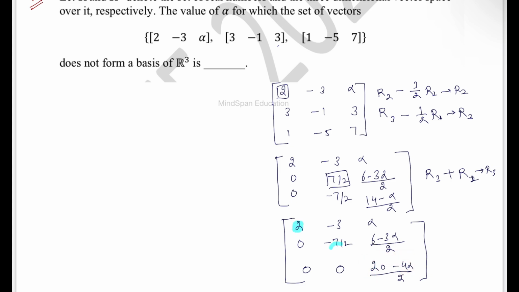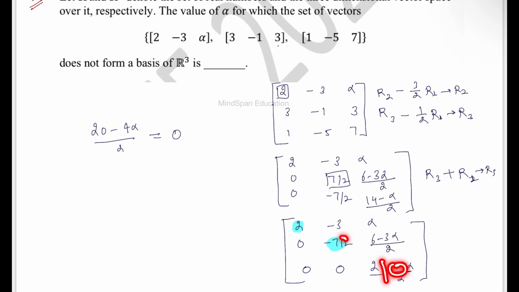This is the first pivot and this is the second pivot. So what will be the condition so that these set of vectors should not form a basis? We should not have 3 pivots, right? We are having fewer pivots. Originally we were having 3 vectors, and if these 3 vectors are independent, then obviously we will get the 3 pivots. But if this should not form a basis, that means 20 minus 4 alpha divided by 2 should be equal to 0 in order to get only 2 pivots.